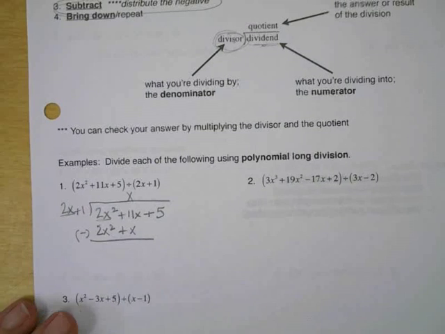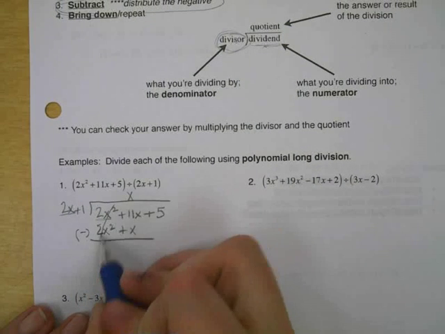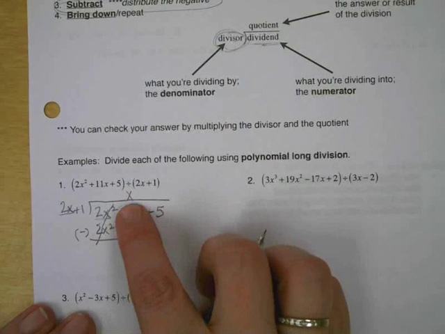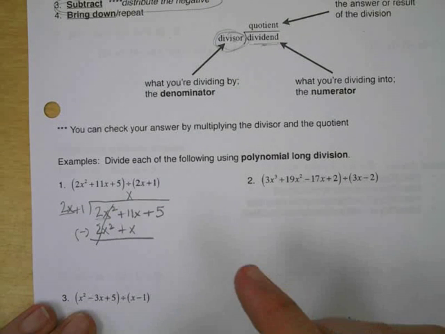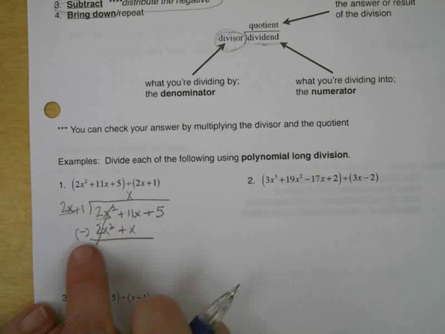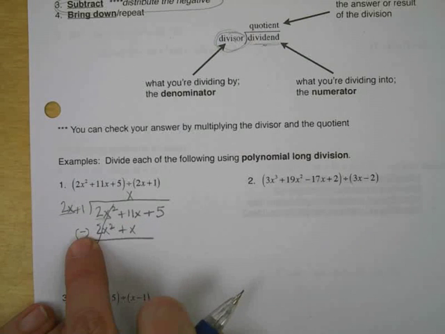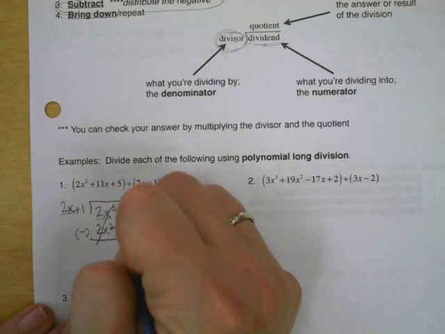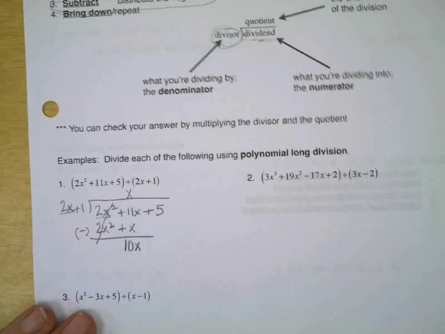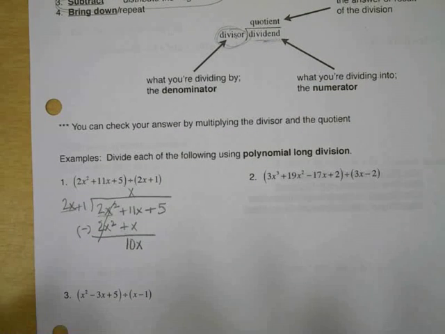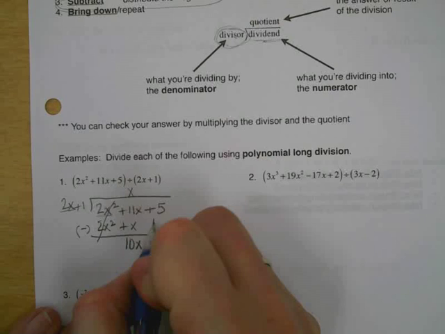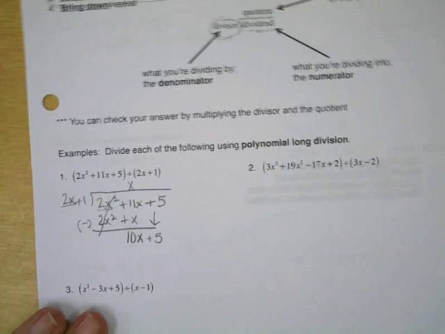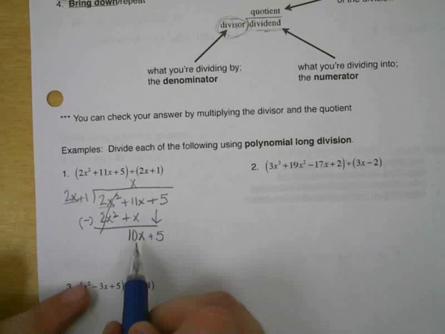Subtract, remember we're always going to subtract, and don't forget to distribute it. So these first terms should always cancel out. If they don't, then we didn't divide very well here, and you need to go back and check your math. Okay, and then be careful here. This is 11x minus x, which is 10x. If you put 12x there, your whole problem's wrong from that point on because you forgot to subtract. Okay, and then just like before, bring down the next term, which is the 5. And we repeat the process over again.